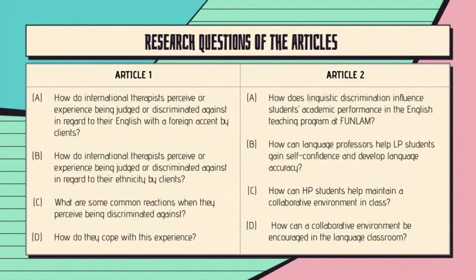Article 1 has 4 research questions, same goes with Article 2. In Article 1, A. How do international therapists perceive or experience being judged or discriminated against in regard to their English with a foreign accent by clients? B. How do international therapists perceive or experience being judged or discriminated against in regard to their ethnicity by clients? C. What are some common reactions when they perceive being discriminated against? And D. How do they cope with this experience?